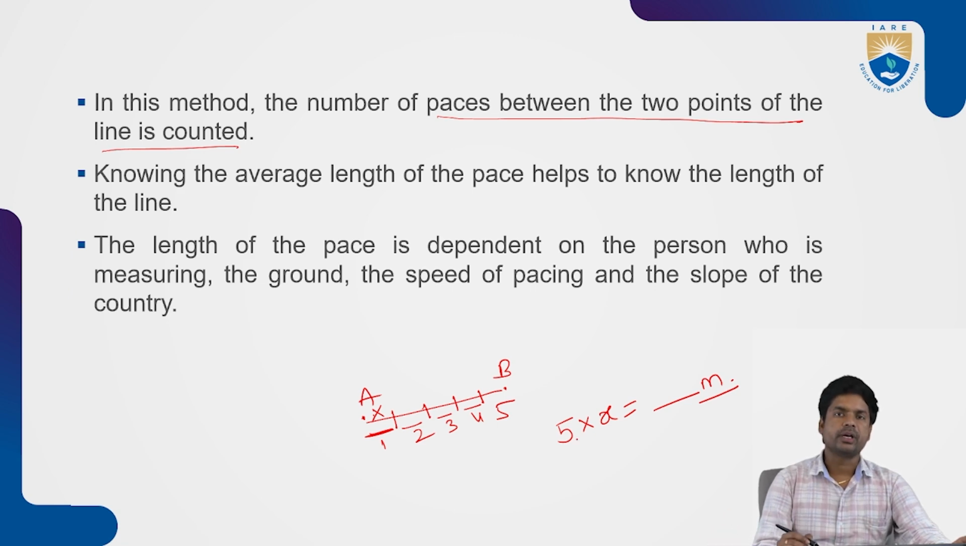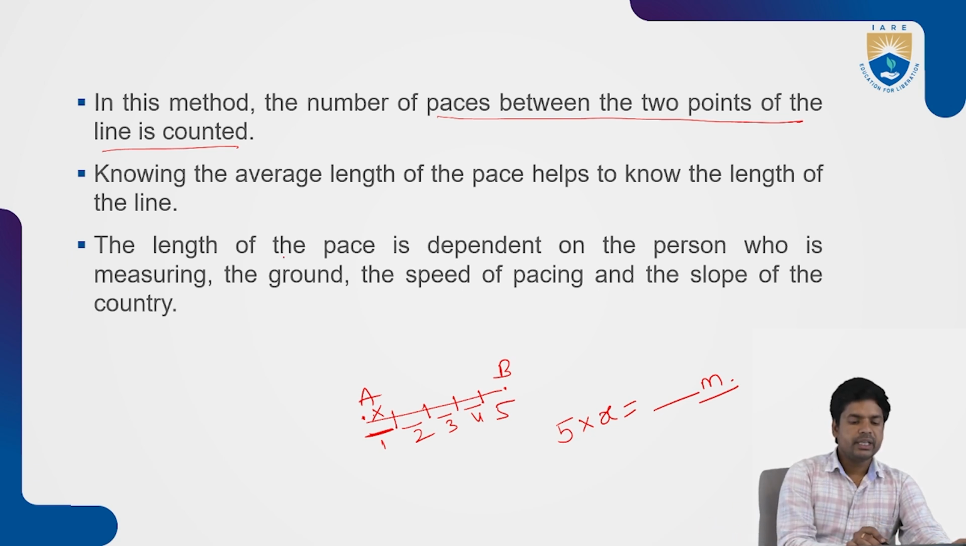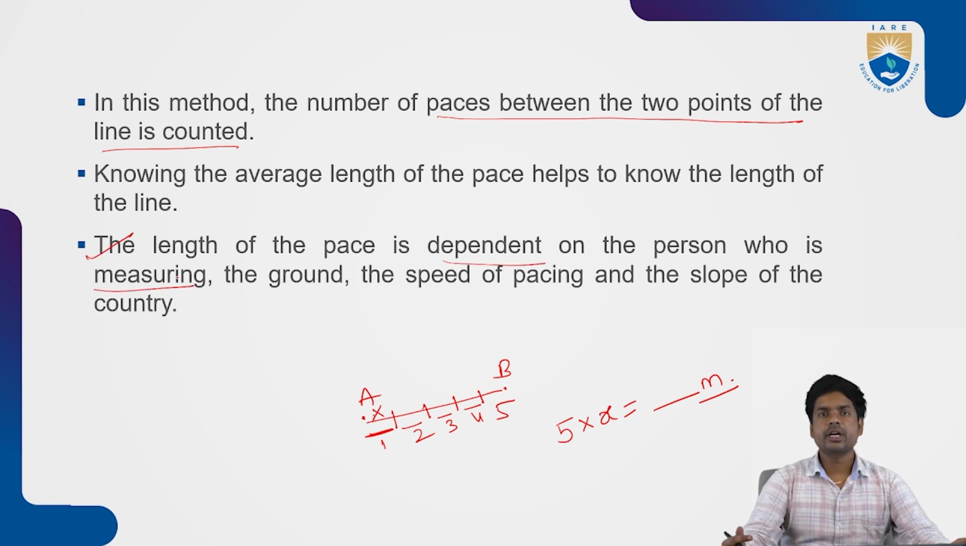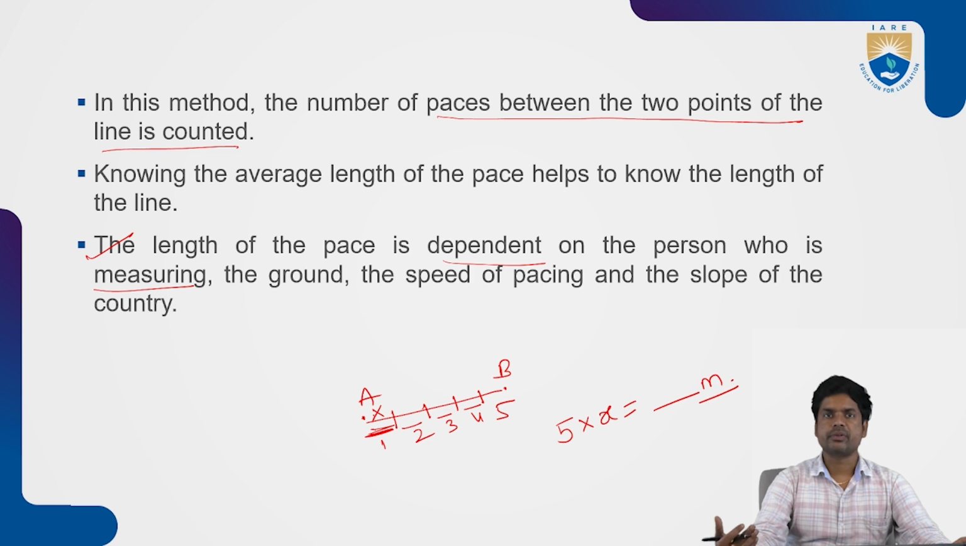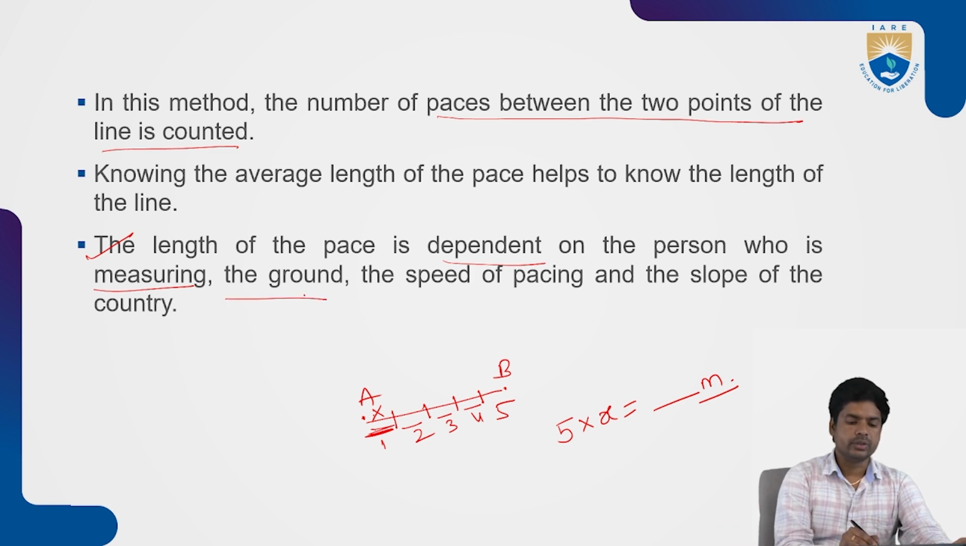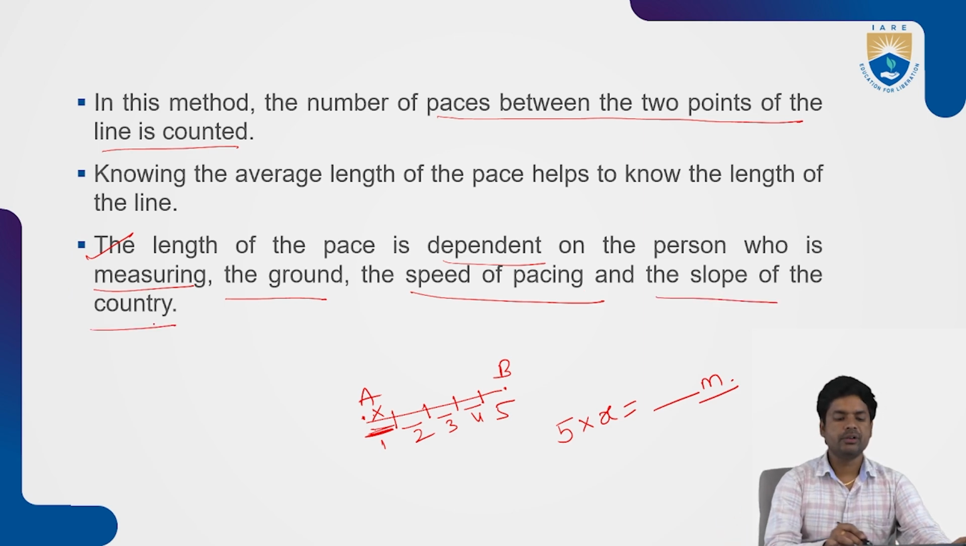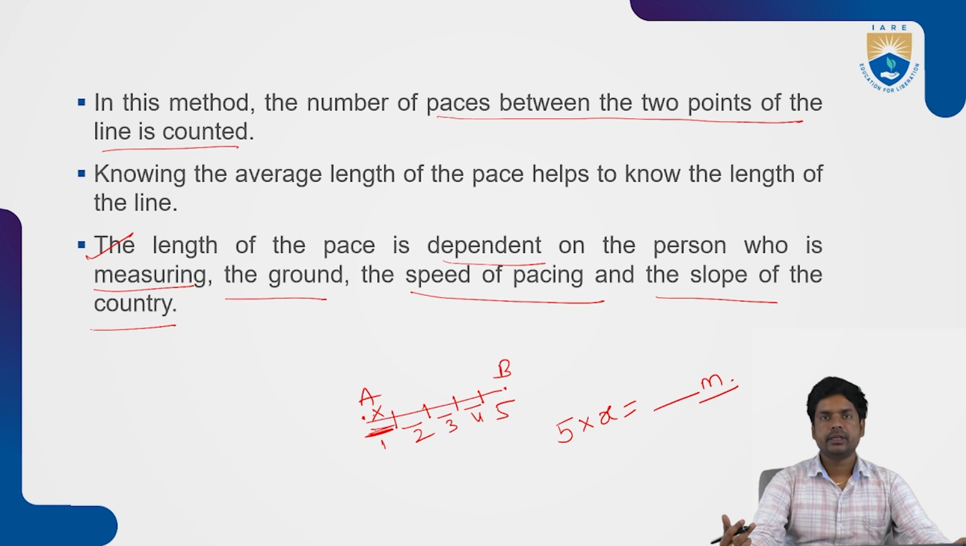Okay, this is how we are going to calculate the distance between the 2 points by using the pacing. And next one, the length of the pace. The length of the pace is dependent on the person who is measuring. So depending upon the person, the length of the pace differs, because different people will take different lengths for one step. Okay, and the ground, how the ground is, and the speed of pacing, and the slope of the country. Depending upon all these factors, the length of the pace will be dependent.